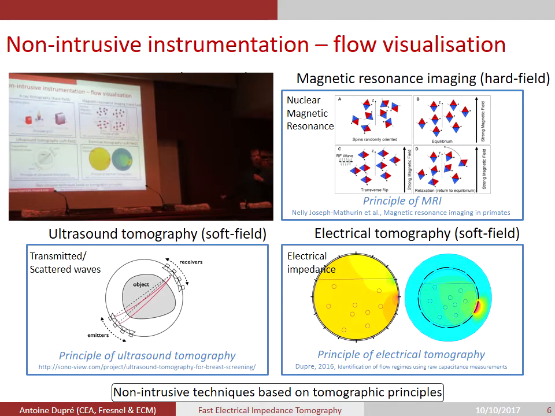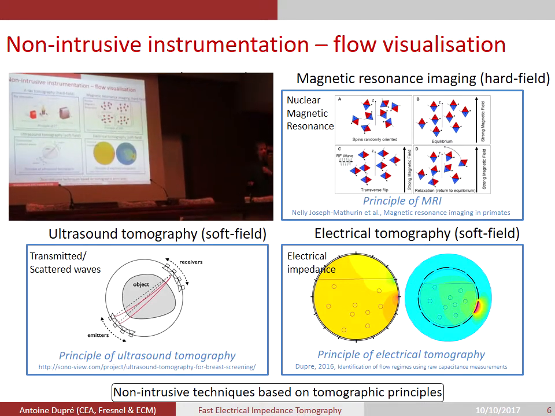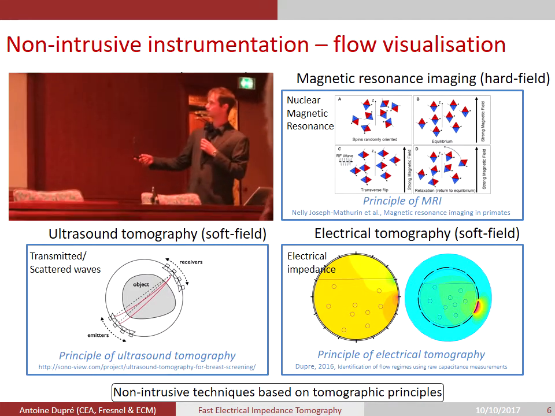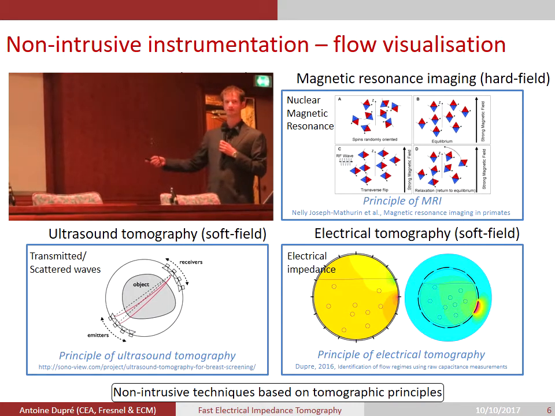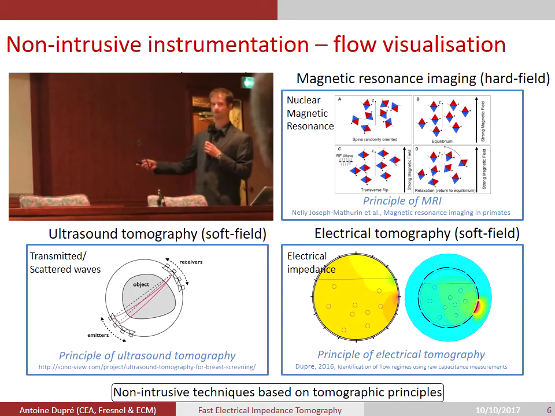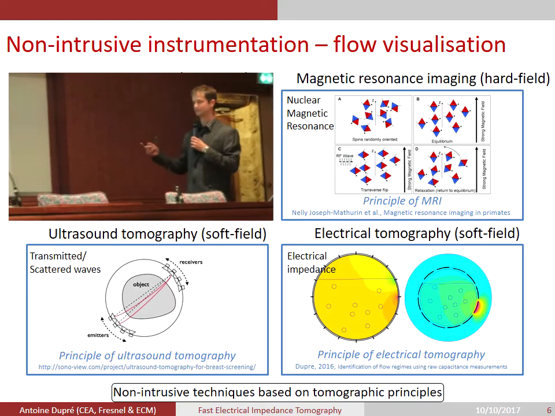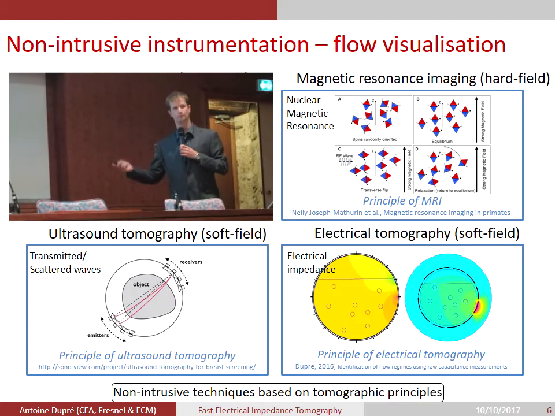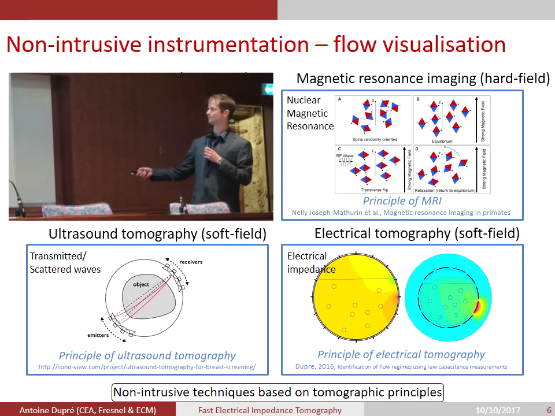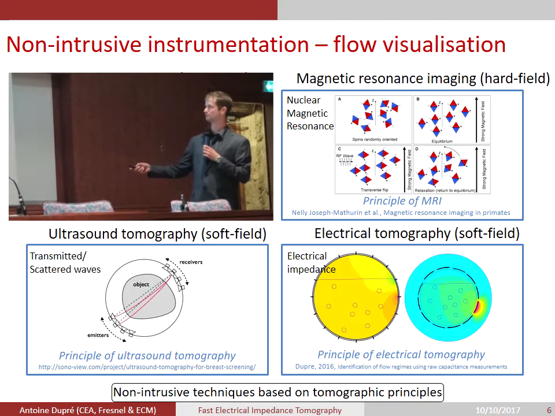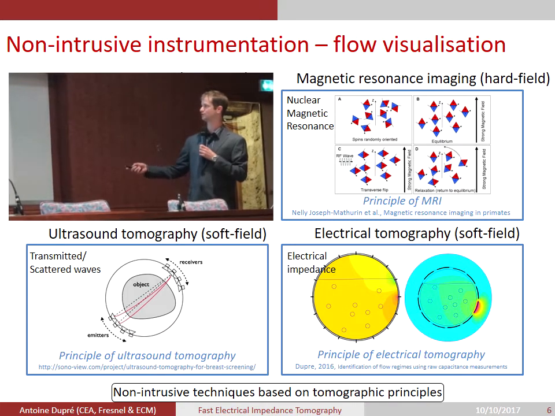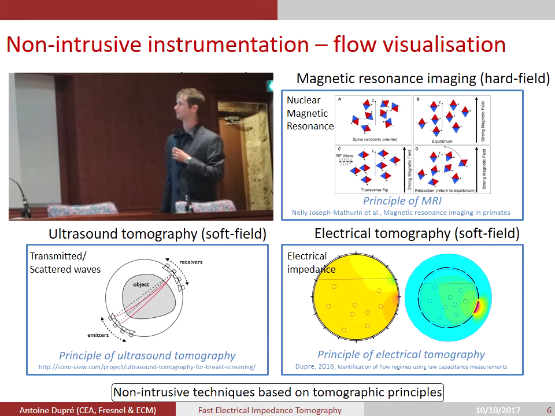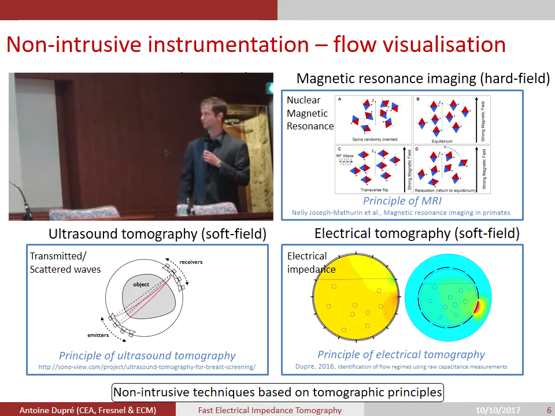And to perform a scan, we use a time-varying magnetic field gradient. Now, ultrasound tomography and electrical tomography belong to the category of soft field tomography techniques because the propagation of the wave is influenced by the material properties. So, for example, anomalies in an object in ultrasound tomography will cause diffusion and will change the sensitivity of the sensor, which will make the analysis more complex.